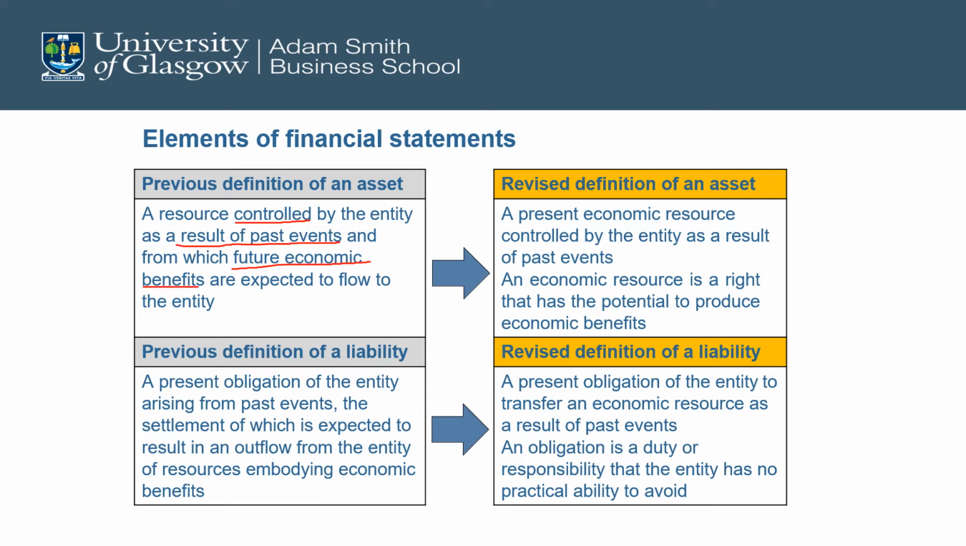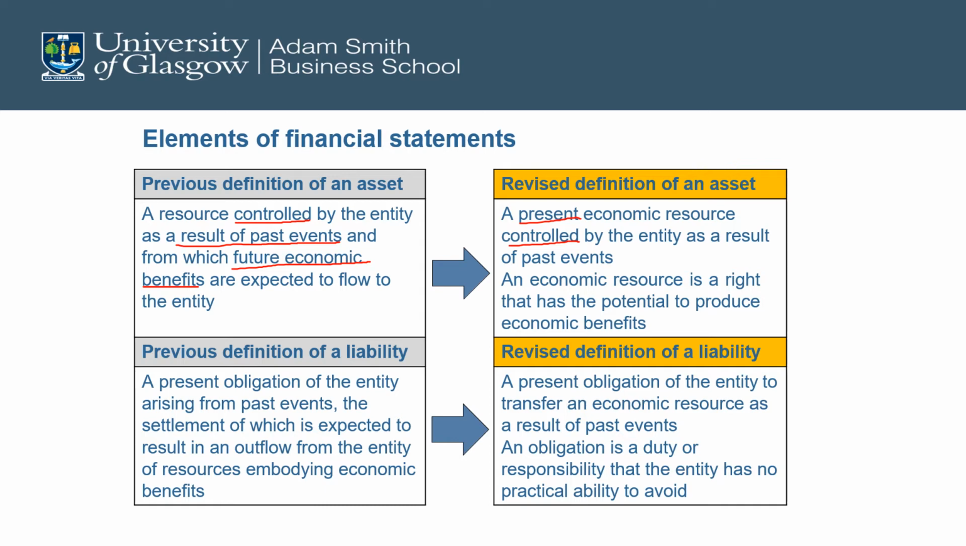In the new definition, it has two parts. It first defines that the asset is a present economic resource, which is controlled as a result of past events. And it gives a definition of what it means by economic resource. In the previous version of the definition, it does not actually give you an idea what it means by resource. And people tend to understand resource as the physical things that we would actually own.